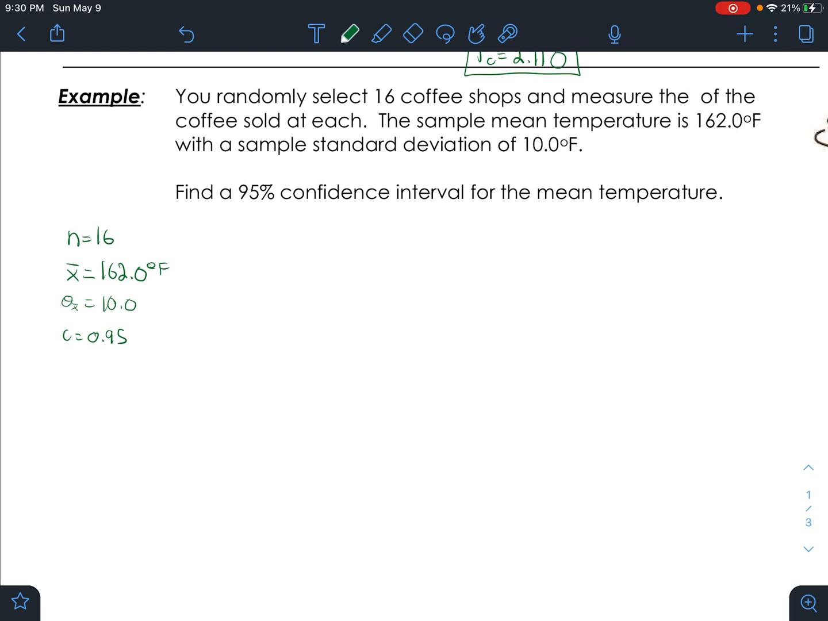Perfect, so they give us a whole bunch of information here, so we can go ahead and figure this out. Because the sample size is less than 30, sigma is unknown. Yes, we have our sample standard deviation, but we don't have our population standard deviation. We're not sure what that is. And the temperatures are approximately normally distributed, so we can use our T distribution.